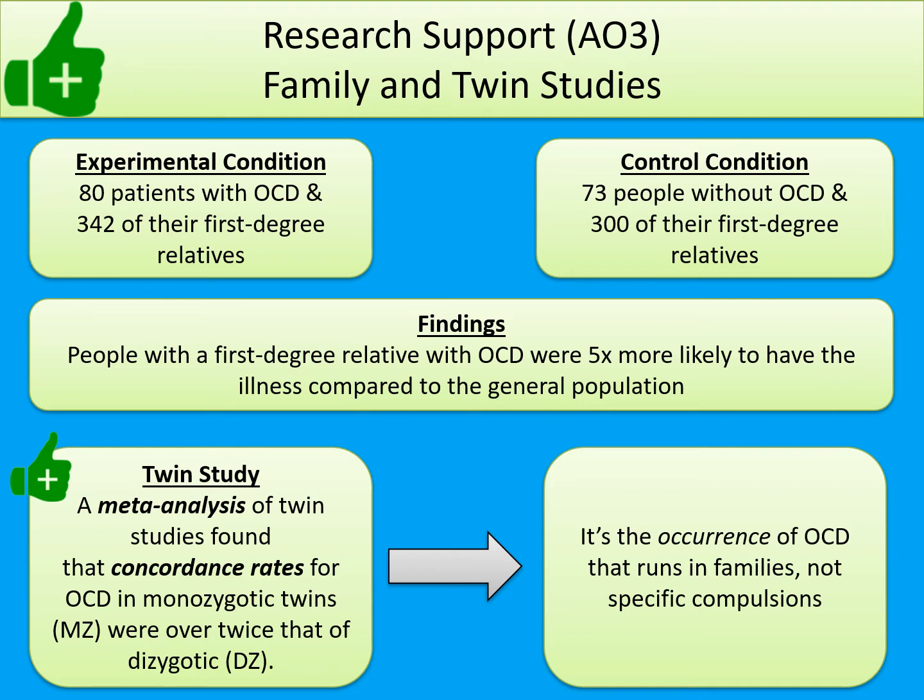The other thing to say about the twin studies is that they think it's the occurrence of OCD that runs in families, not specific compulsions. So someone might have one variation of OCD or a particular compulsion, such as being obsessed about germs and dirt and having to wash their hands, and somebody else might have an obsession about checking locks, and so they might have to check hair straighteners or locks over and over again. That's not as important really as the first bit: the twin studies show that, because of those higher concordance rates in MZs, there's a genetic heritability.